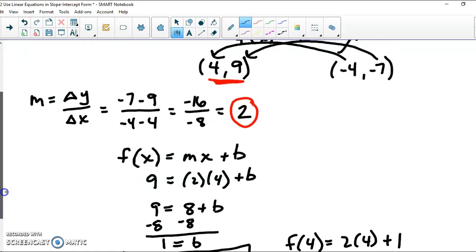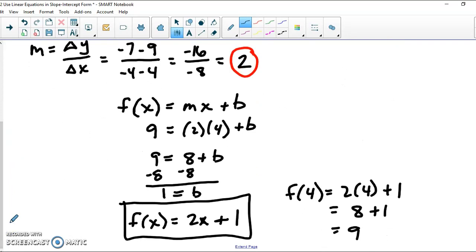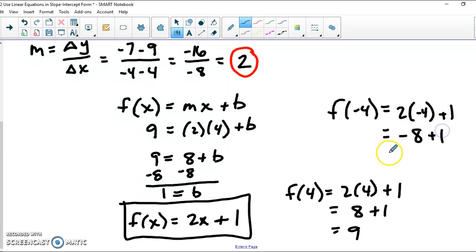And let's double check our other point. f of negative 4 equals negative 7. Let's make sure that that is true as well. So I'm going to substitute negative 4 in for x. Two times negative 4 is negative 8, and negative 8 plus 1 is negative 7, so it checks out.